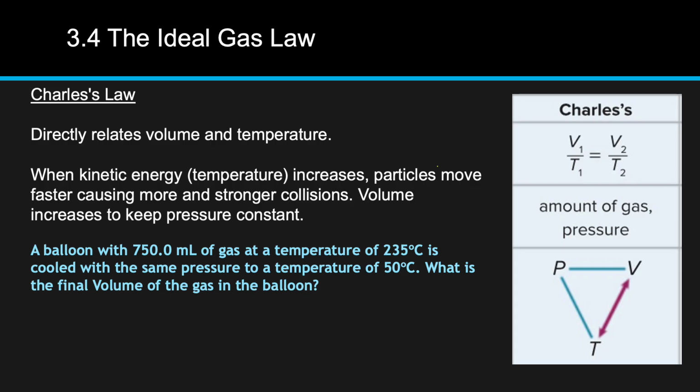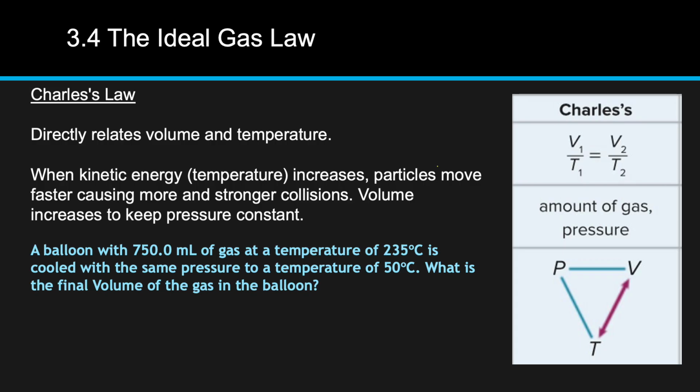Charles' law shows that volume and temperature are directly related as long as pressure and the amount of gas stay constant. When temperature increases, particles move faster and collide more, so the volume expands to maintain that same pressure. The formula for Charles' law is V1 over T1 equals V2 over T2, with temperature measured in Kelvin.